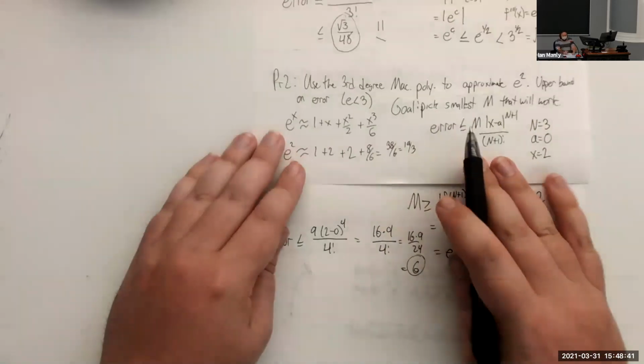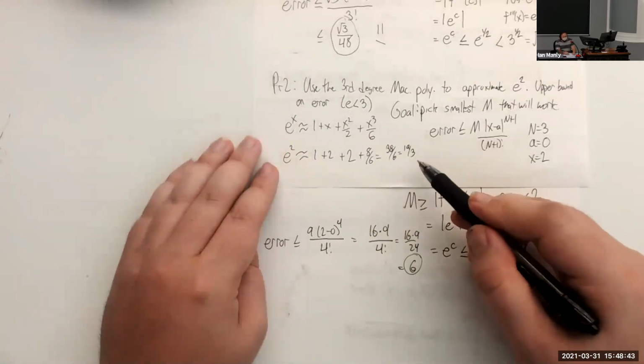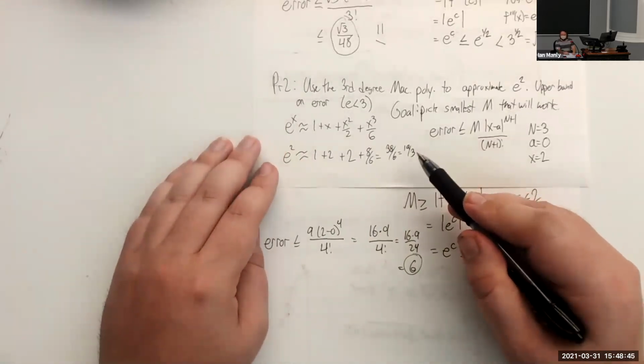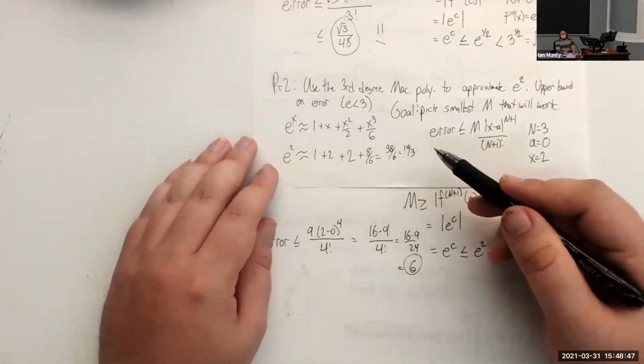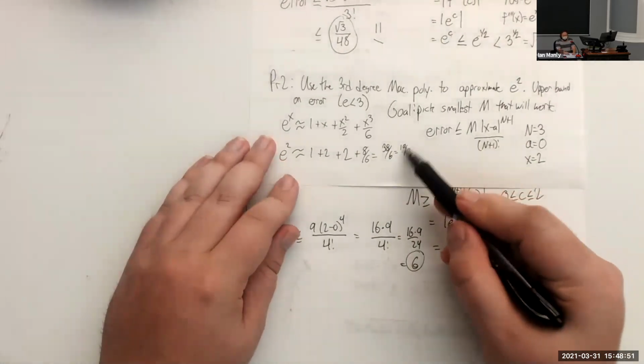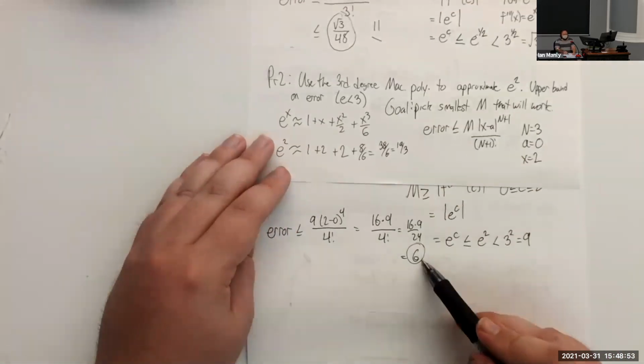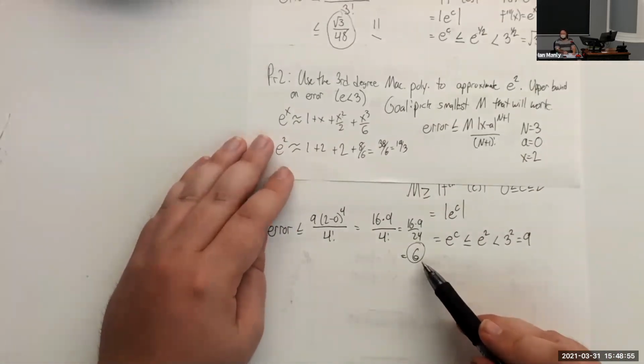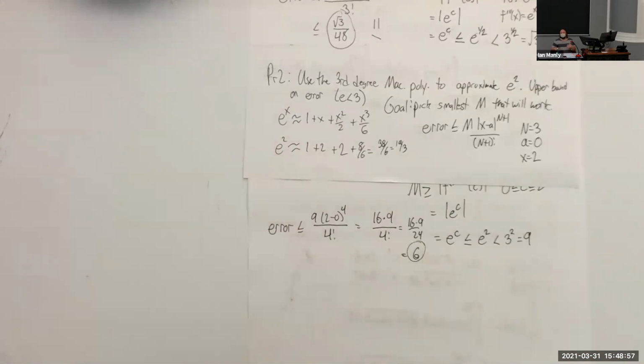So get a load of this. Our approximation was 19 over 3, right? And that's a number that's pretty close to 6. 18 over 3 is 6. So we have 19 over 3. This number is close to 6. But our error, we could be off by plus or minus 6. So what we're saying is e squared ranges anywhere from 0 to 12. And that's not really that useful.